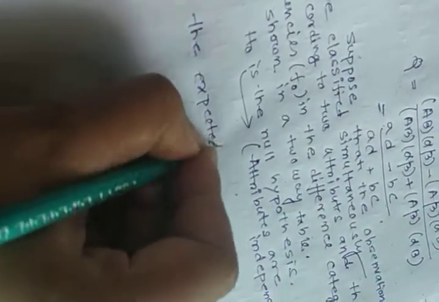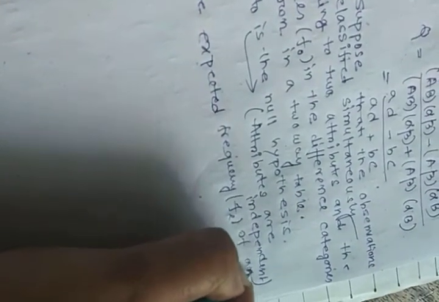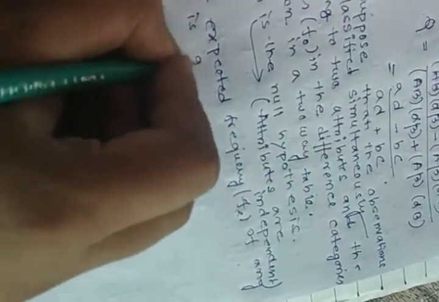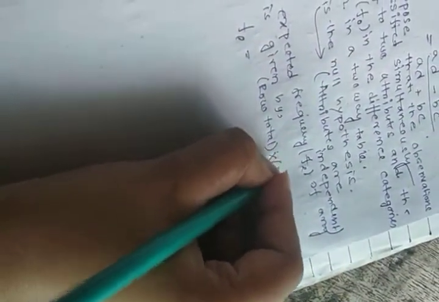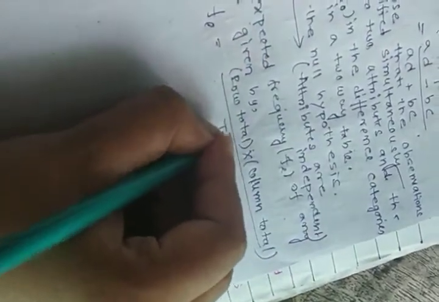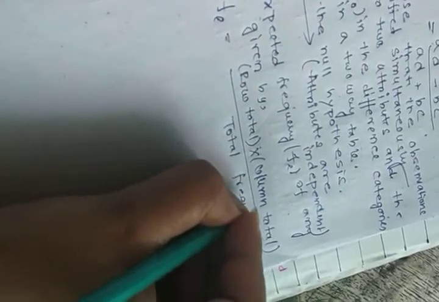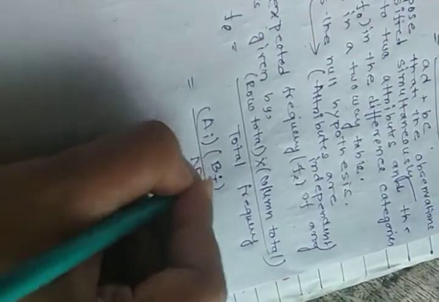The expected frequency Fe of any cell is given by Fe equals to, what is the formula? Row total into column total divided by total frequency. Row total into column total divided by the total frequency. This is N, the total frequency. This is the row total Ai and this is Bj and total frequency of capital N.